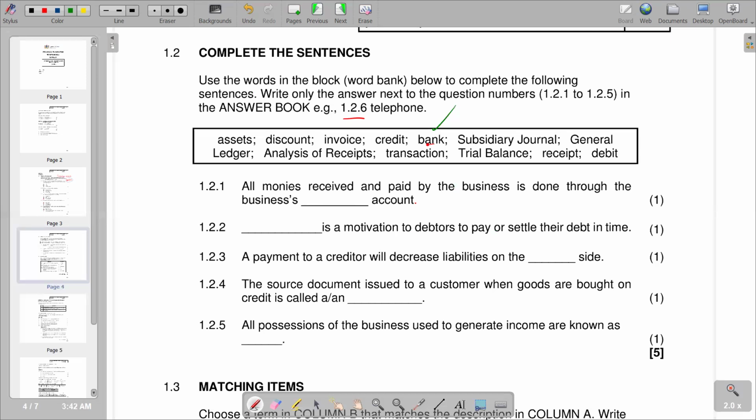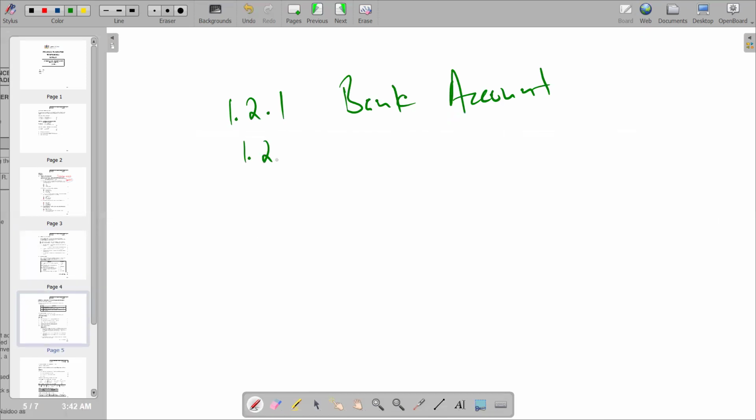That becomes a benefit. And also, according to the responses that we have now, you'd see that we have a discount as a motivation, because if you pay in time again, you get a discount in the form of a cash discount. So we have a discount here as the correct answer. That's on 1.2.2. So 1.2.2, we are saying discount. Then we go to the next question.